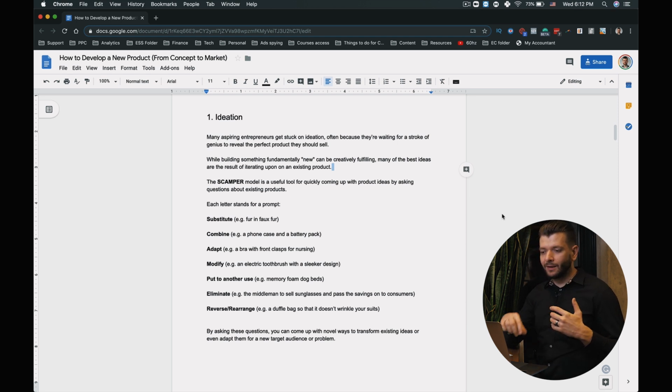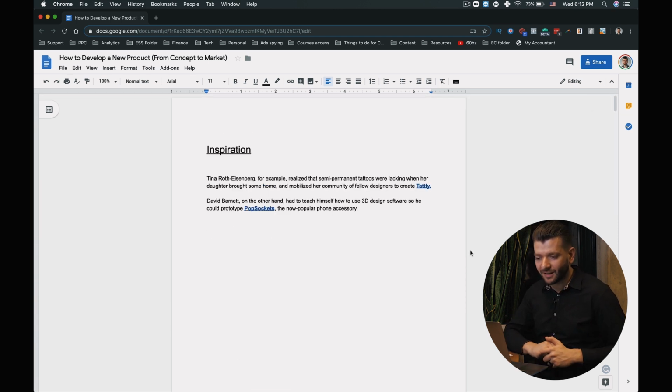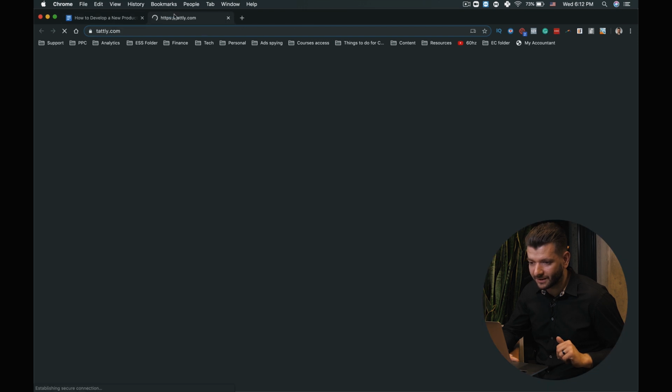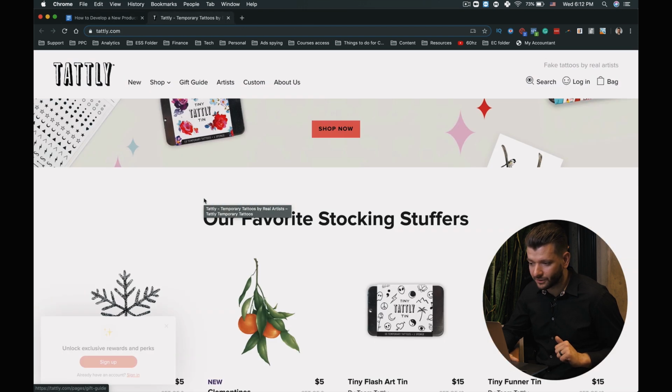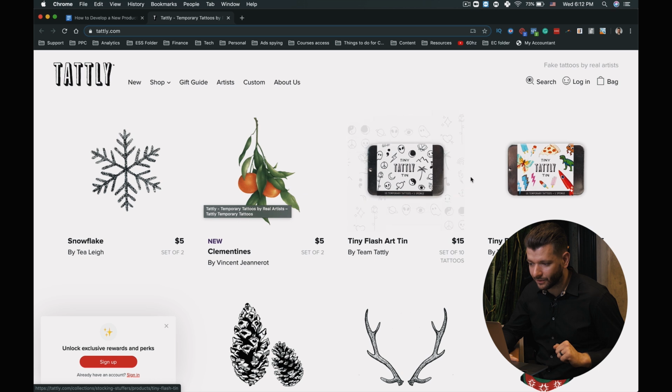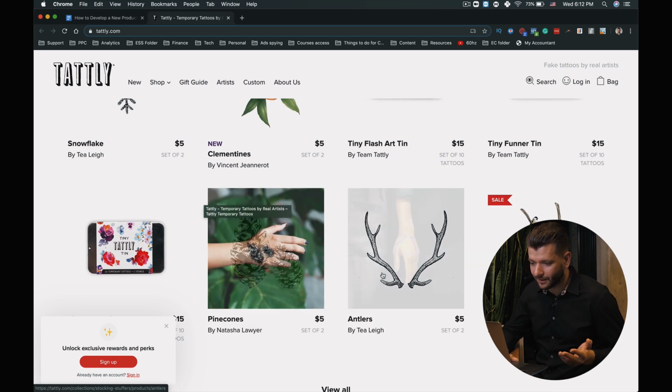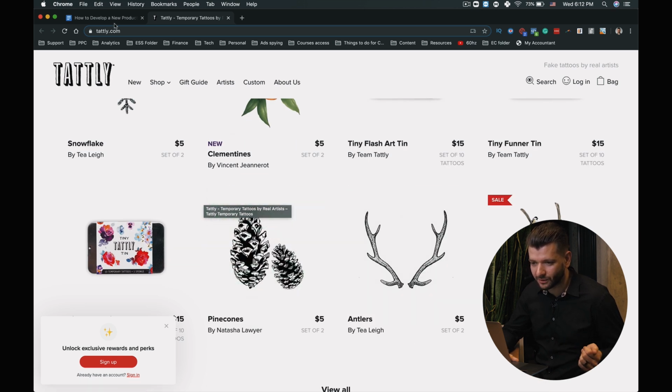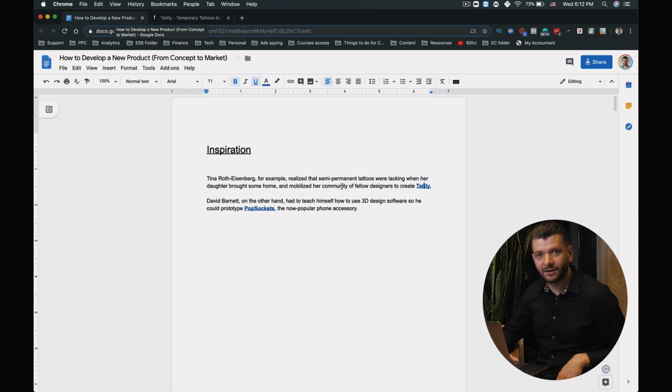So, these ideas for the products, like for example, if you can see on the screen now, Tina Eisenberg, for example, she realized that semi-permanent tattoos were lacking when her daughter brought some home, and she created Tattly, which is basically temporary tattoos. Right, so you can buy these temporary tattoos, so you don't have to put tattoos on and have them for the rest of your life. So she developed this product because of that.